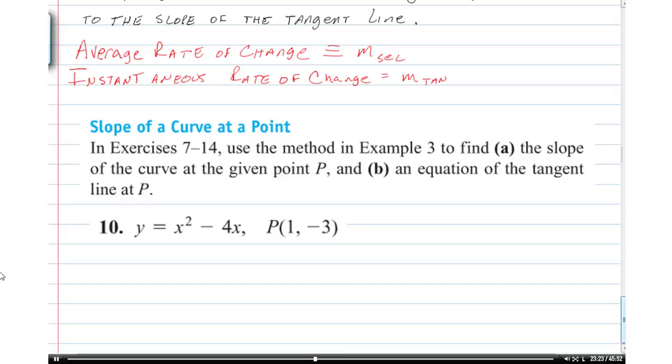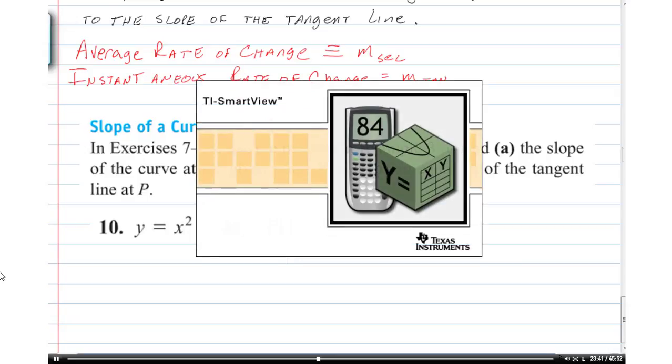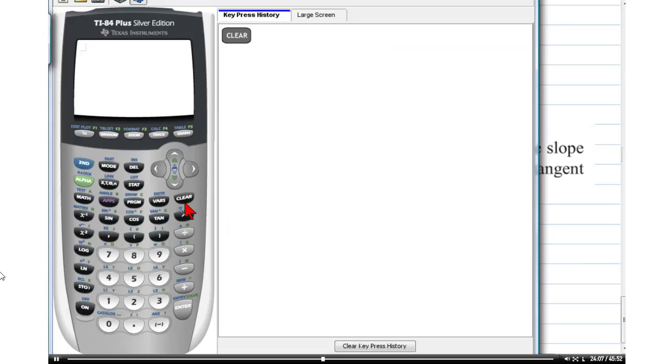Well, what we need to do is see what the value of the secant line is as we get closer and closer to 1. We can approach 1 from both the left and the right and get an idea of what's going on. Now, I'm going to pull up our calculator, because this would be easier to do on the calculator. I'm going to clear it out, and I'm assuming you know how to put the functions into the calculators.